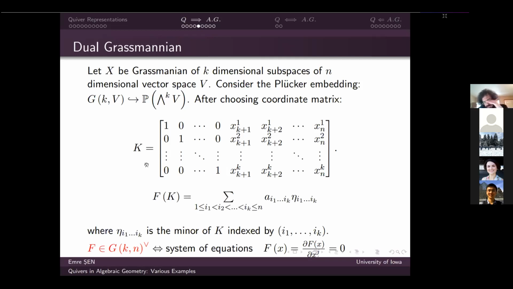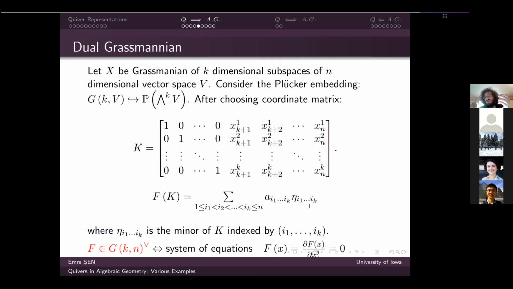Basically, those are all tangent planes. That's why we can form these forms, right? Here, eta ij's are just the minors of this matrix, right? And this A data will be just the coordinates of the dual projective space. And what we say, this form belongs to the dual variety if and only if it satisfies this vanishing condition.